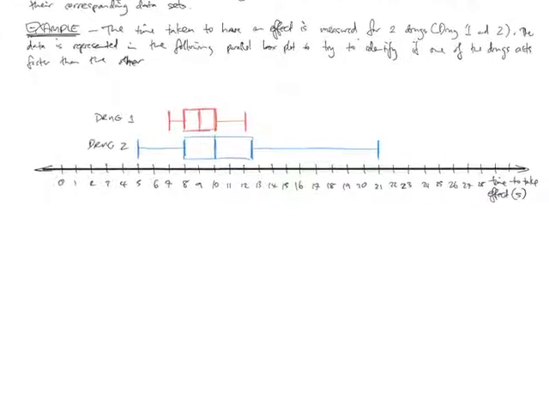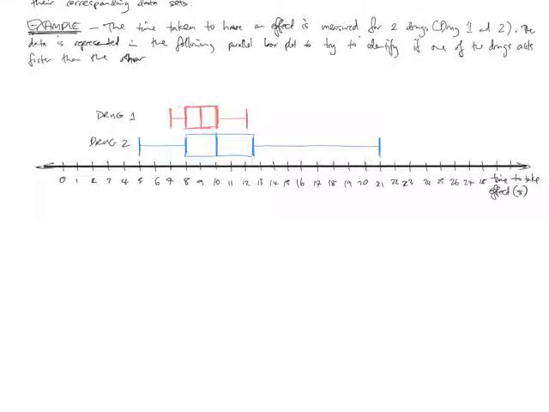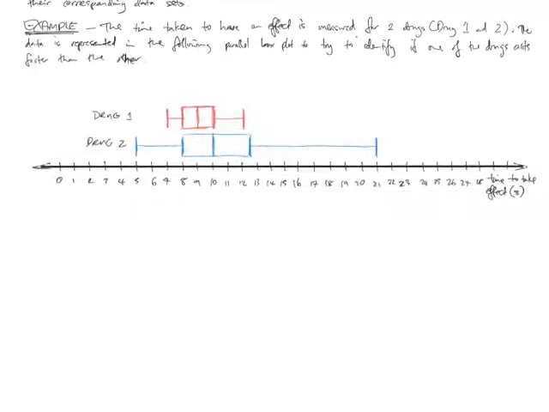So looking at this, we don't know what the data is, but we can come to some conclusions about it. The minimum time for drug 1 was 7 seconds. The maximum time was 12 seconds. The minimum time for drug 2 was 5. The maximum time for drug 2 was 21. So straight away you can see that drug 2 is a lot more spread out, a lot less consistent than drug 1. So that's one conclusion you can make.